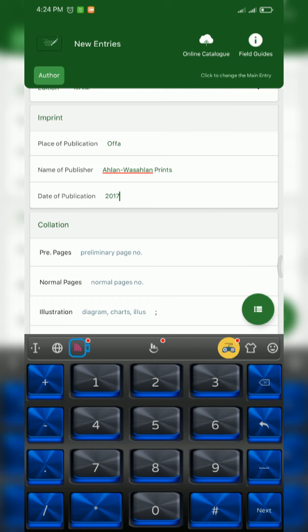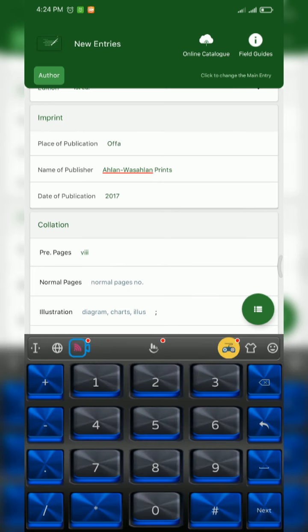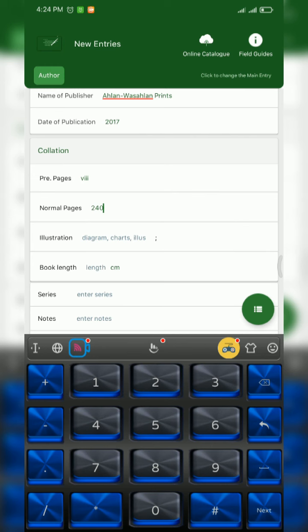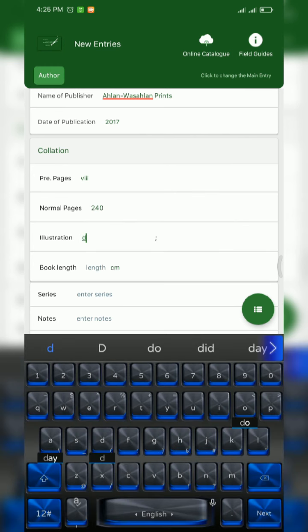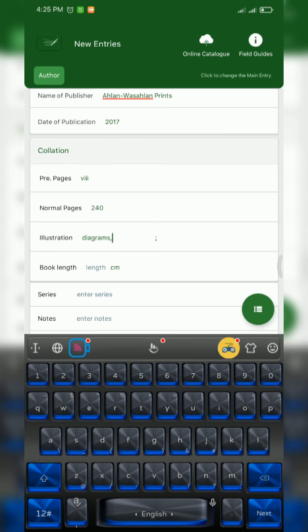In terms of preliminary pages, the book has 8 preliminary pages, and for the normal pages we have 240 pages. I'm not taking all these details off hand. I'm scanning through the book right in front of me, so that's where I'm picking all these bibliographic details. And checking, the book has a lot of diagrams and even tables.